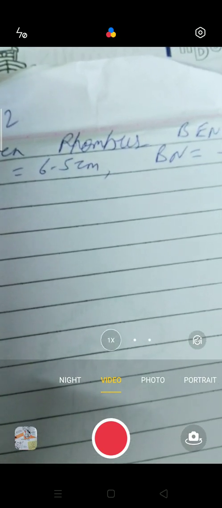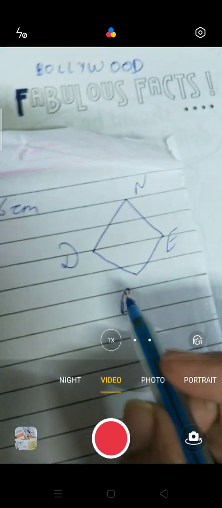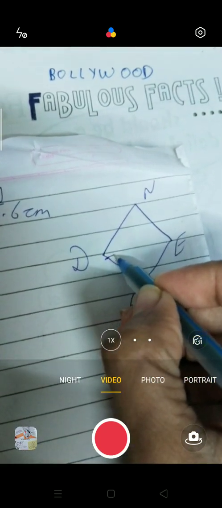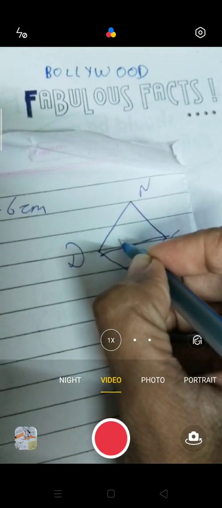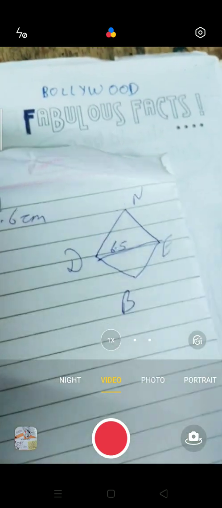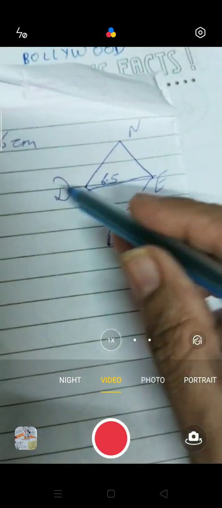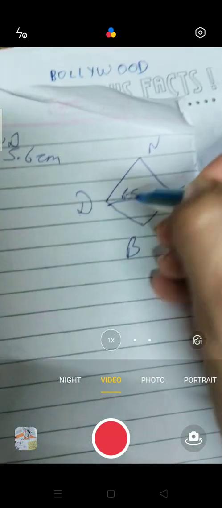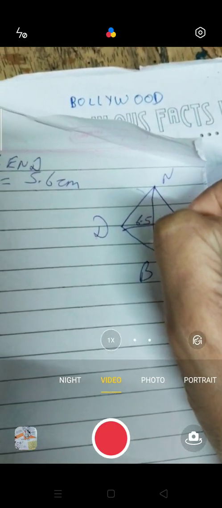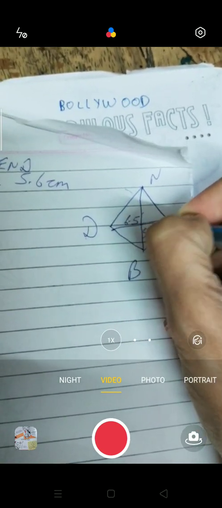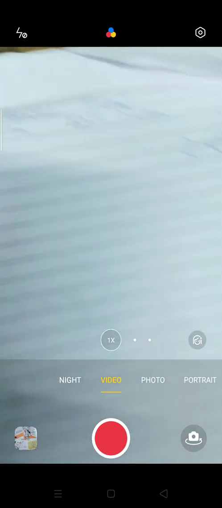Now let's see what all are given. Two measurements are given. One is ED. ED is given 6.5. Come on, let's see. Where is E and D? So we need to join E and D, and that is your 6.5 centimeter. What is another thing given? BN is given 5.6. BN, here the diagonal. One diagonal is DE and the other diagonal is NB. That is given 5.6 centimeters. Correct? So in this figure, this is new for you people. Only two diagonals are given.